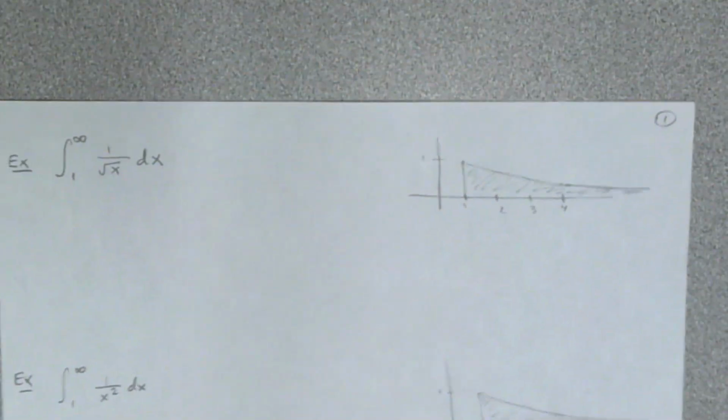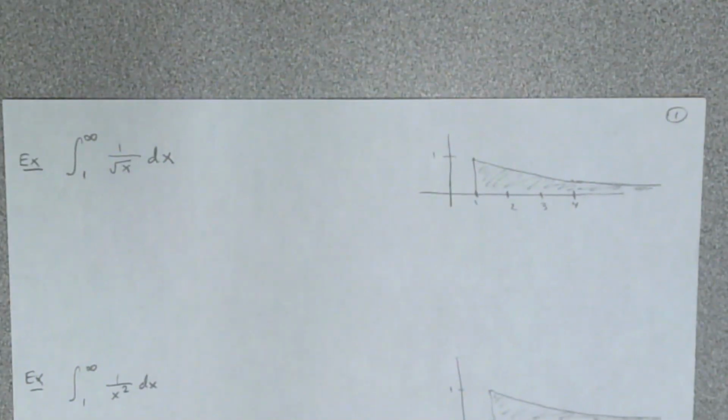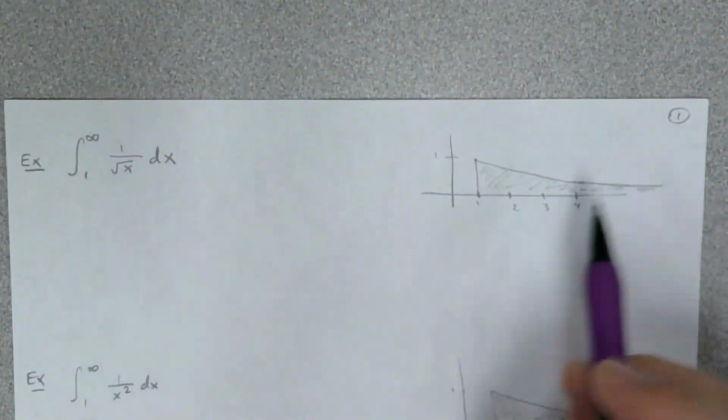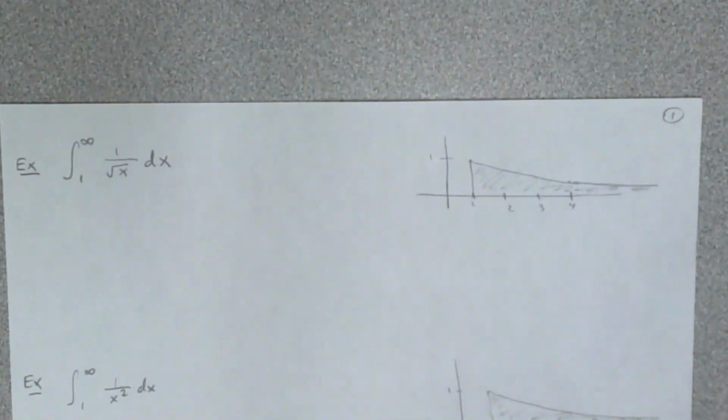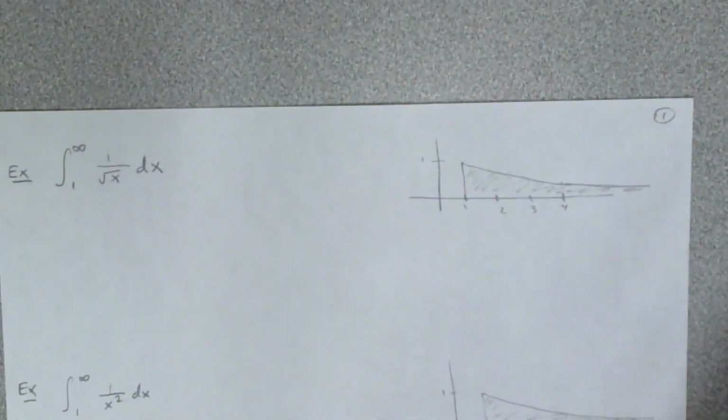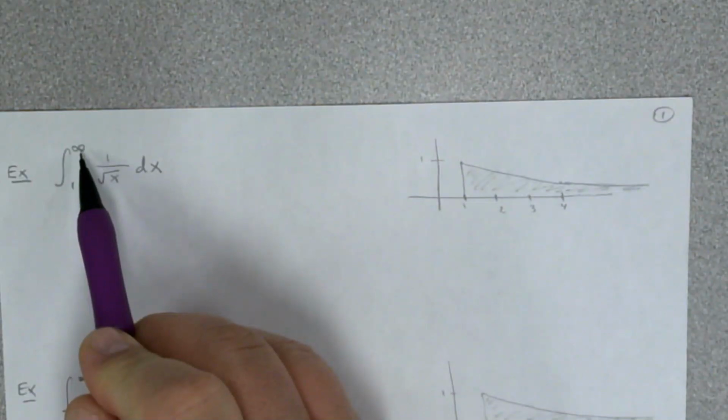So let's take a look at our first example. We're going to look at the integration from 1 to infinity of 1 over the square root of x dx. Here is a visual of it. See how it continues on forever in an infinite fashion. So the first step was to replace the infinite part with a variable and an associated limit. So it looks like this.